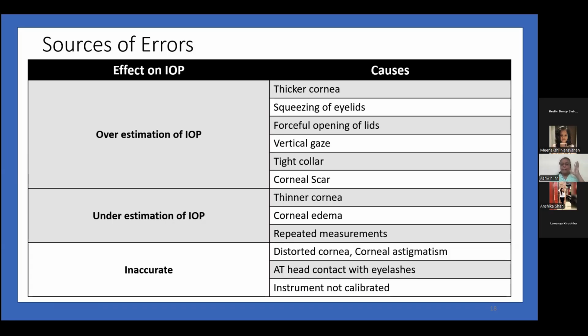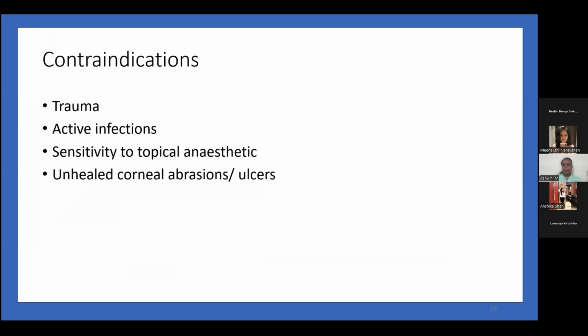Okay, in case the patient is really not cooperating, just a slight force to hold the eyelashes and just slight elevation of the eyelid, and not a very forceful opening or widening of the palpebral fissure, because again that will give an overestimation. If there is corneal distortion or if the AT head comes in contact with the eyelashes of the patient, all these will give us inaccurate IOP values. If the AT instrument is not calibrated also, we'll start getting an inaccurate measurement. So all these play a very important role when we check the IOP for the patient.